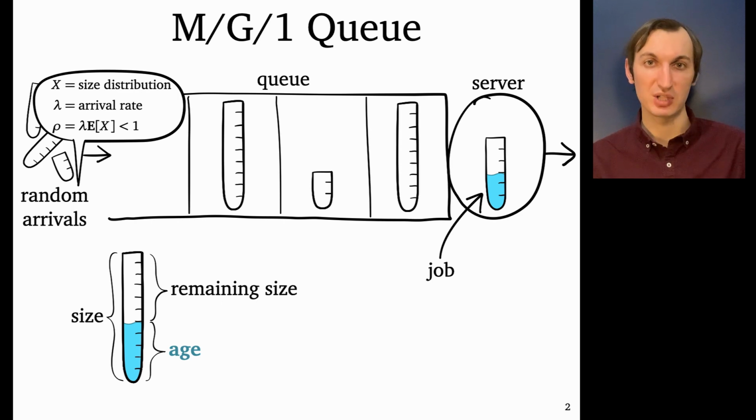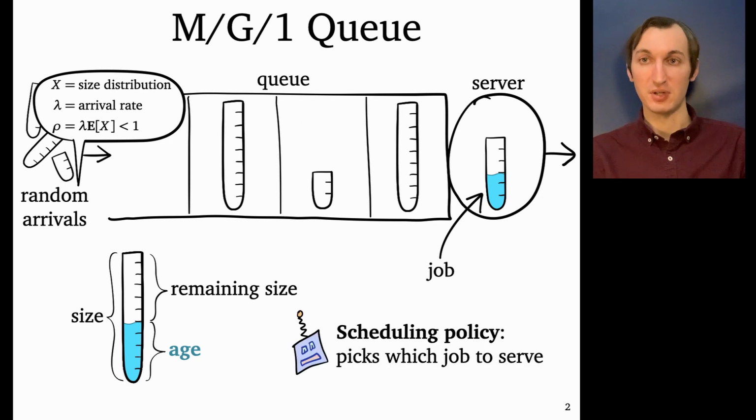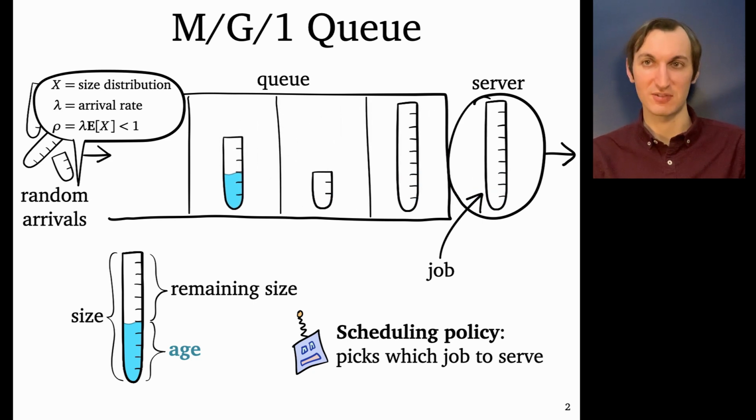So this is the M/G/1 queue, and today we're going to be talking about scheduling in this queue. The scheduling policy is the algorithm, depicted here as a robot, that decides at every moment in time which job to serve. And it does so preemptively. At any moment, it can decide to interrupt the job currently in service and start serving a different job. And when it does this preemption, there's no delay or loss of work.